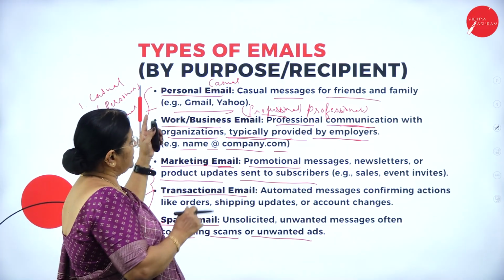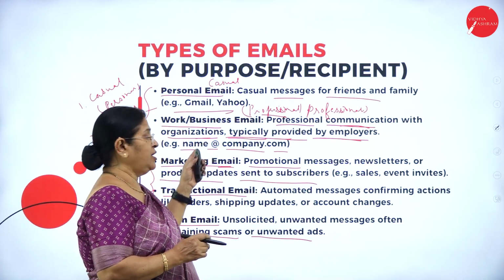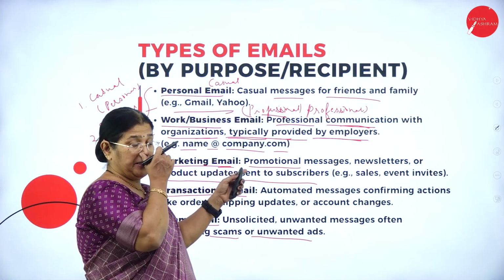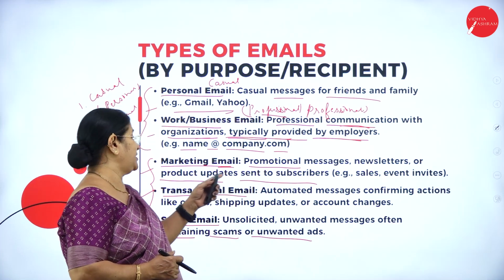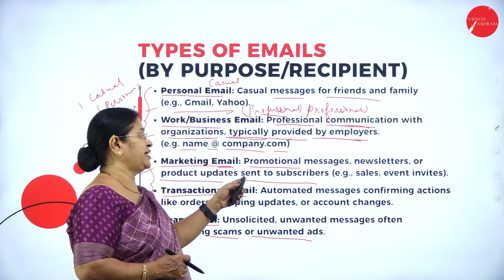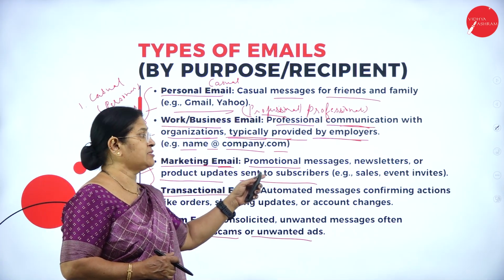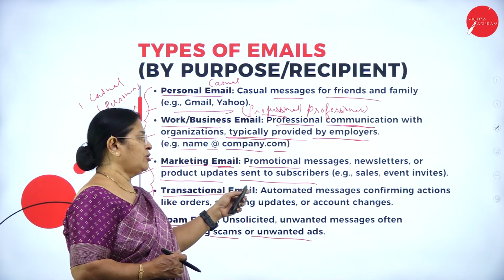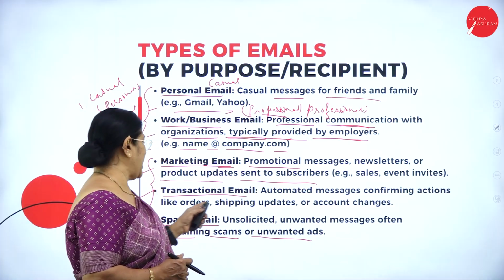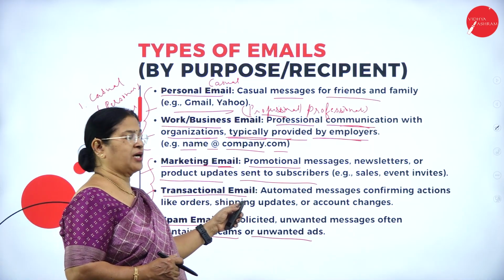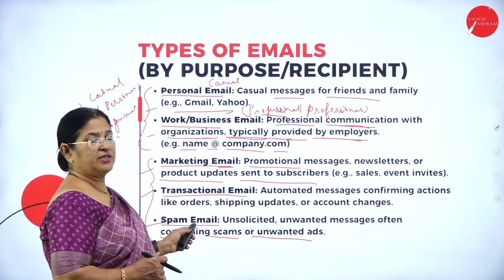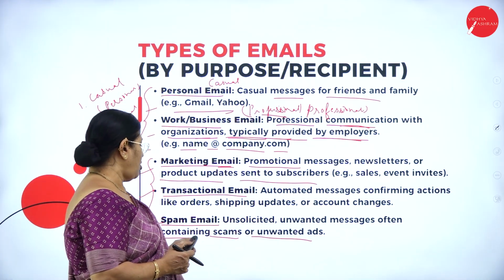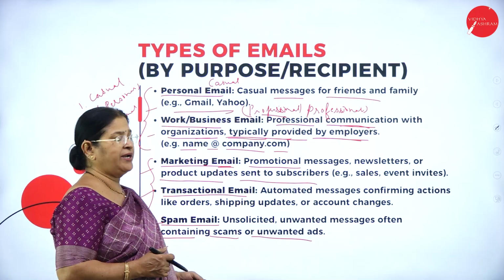name@company.com. Then other than these two, casual and professional, what are the other types of emails? Marketing email, where promotional messages, newsletters or product updates are sent to subscribers, for example, sales or event invites. Then the transactional email: automated messages confirming actions like orders, shipping updates or account changes. The last but one is the spam email: unsolicited or unwanted messages often containing scams or unwanted ads.